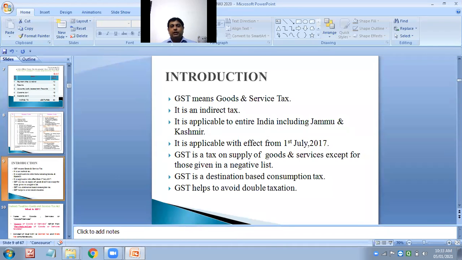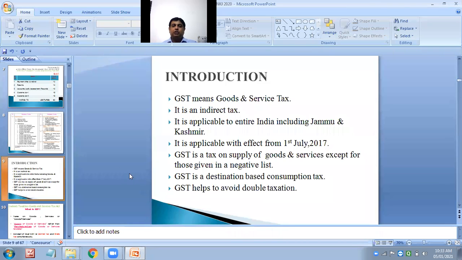So I hope things have been clear to you. What is GST? Indirect tax. Okay, now it is including J&K. Effective date, very important, from 1st July. So everything is very, very important. It is on the supply of goods and services, except those which are on the negative list or exempt under section 11. It is a destination of consumption tax.